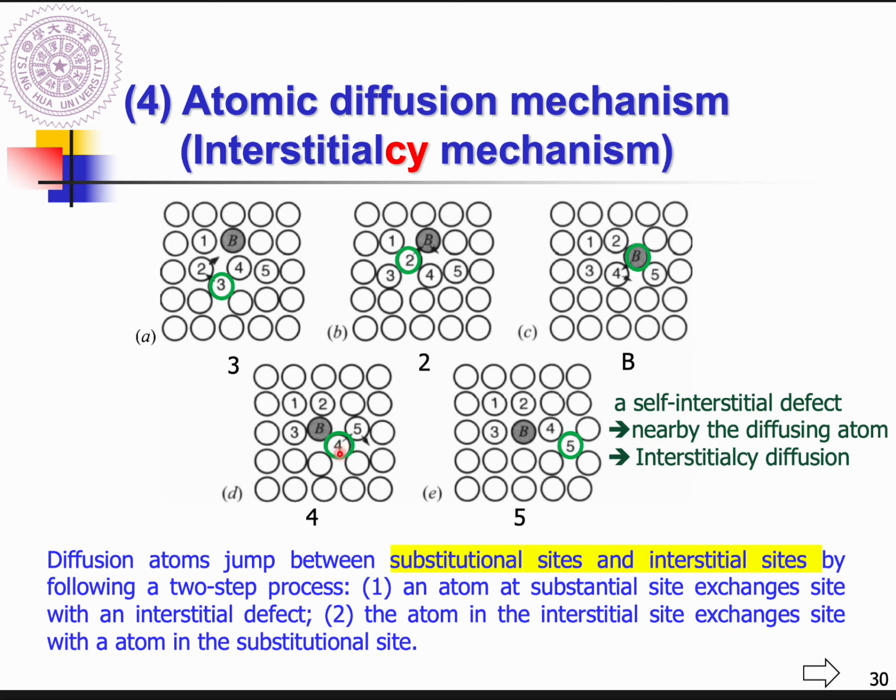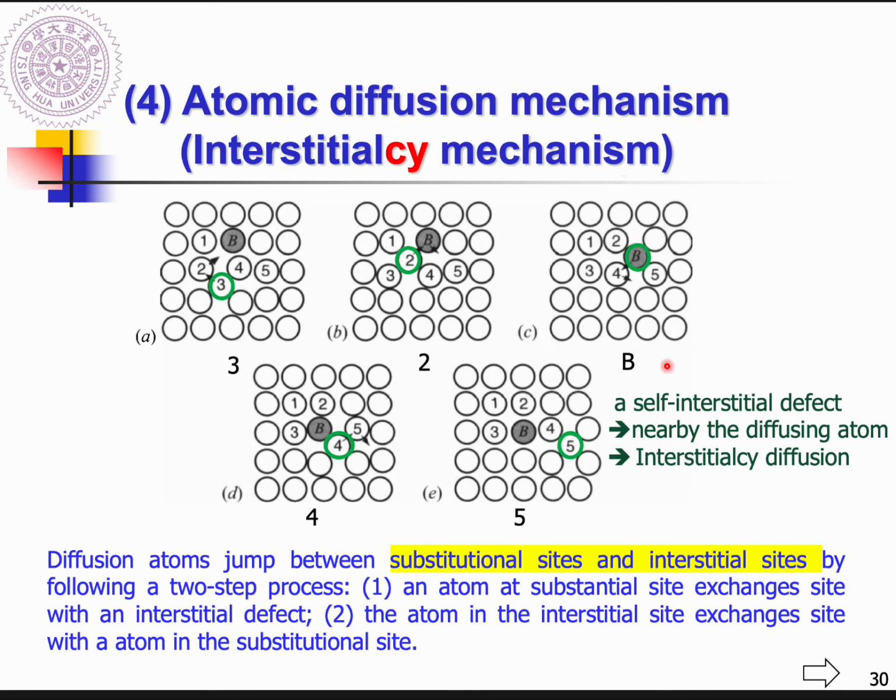So the number 4 atom at the interstitial site pushes the number 5 atom away from the substitutional site to the interstitial site. So you can see in this case, the atoms jump from interstitial site to substitutional site, interstitial site to substitutional site, back and forth. And after the diffusion time, you can see the diffusing atom B has diffused, right? So this kind of atomic diffusion mechanism, we call the interstitial C mechanism.